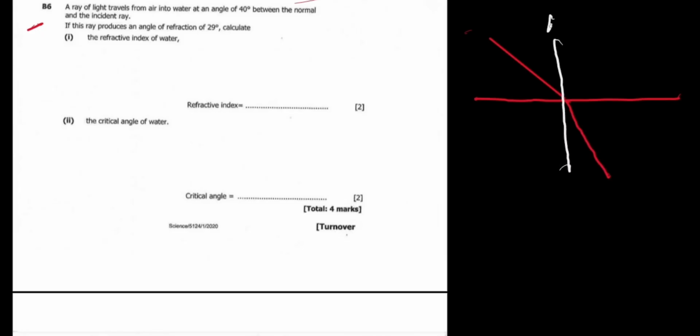Now, question B6 says a ray of light travels from air into water at an angle of 40 degrees between the normal and the incident ray. If this ray produces an angle of refraction of 29 degrees, calculate the refractive index of water. Now, when light is traveling from air to water, it travels like this, and then as it enters the second medium, it is going to bend in this way. Now, this is going to be the normal. So this is the normal ray.